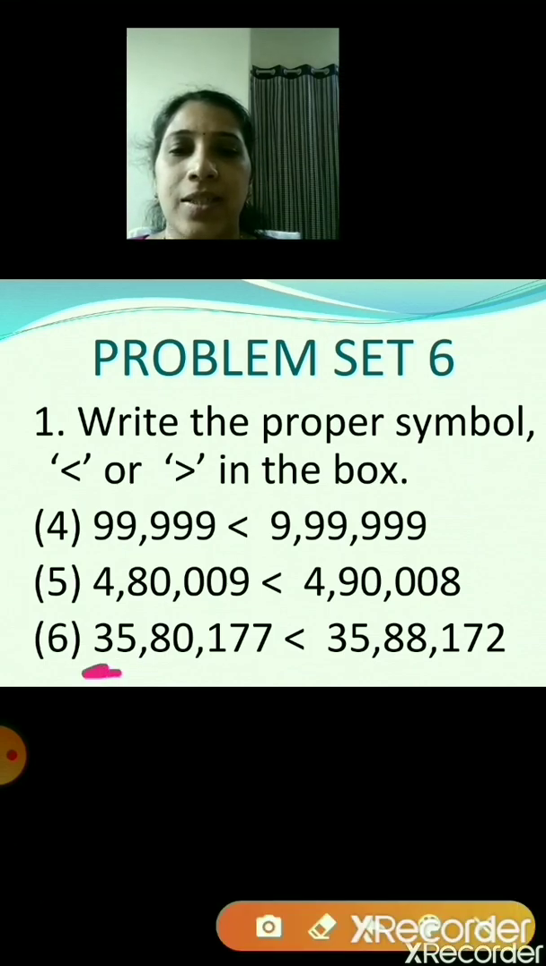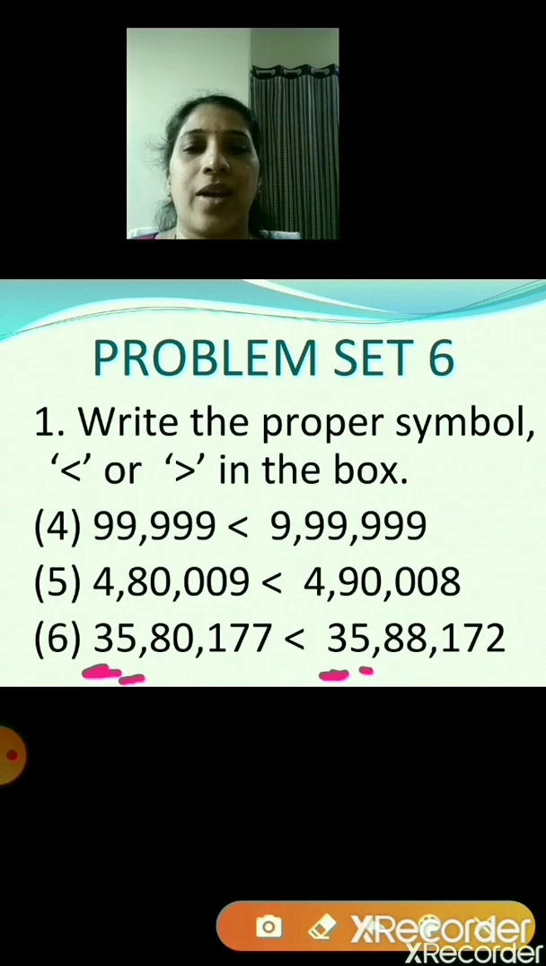First digit is 3. First digit is 3. Second digit is 5. Again here the second digit is 5. Third digit is 8. Again third digit is 8. Let's move to the fourth digit, that is 0. And here it is 8. So 0 is smaller than 8.